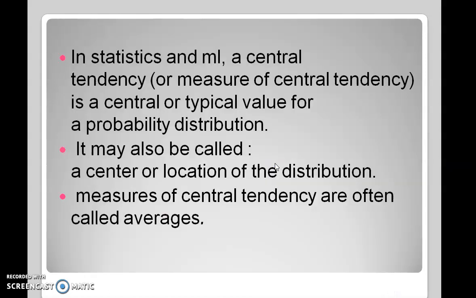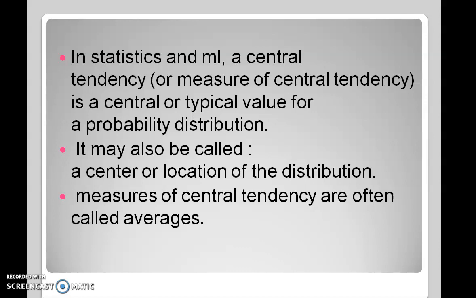These are some of the measures of central tendency. There are three measures of central tendency: mean, mode and median. We'll see in the further slides what they are. In statistics and ML, a measure of central tendency is a central or typical value of a probability distribution. To find out the probability distribution, how the data is distributed among the data set, we need to find the central tendencies, the mean, mode and median. It is also called the center or location of a distribution of data. They are also called averages.